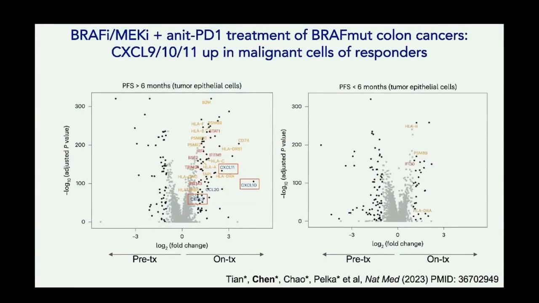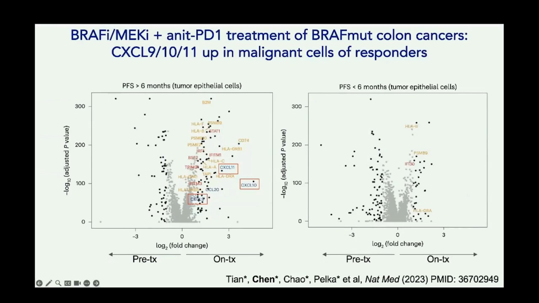Now, we were interested in the question of what targeted therapy does to immune responses. And so, as many people know, BRAF and MEK are commonly mutated proteins in genes in cancer.